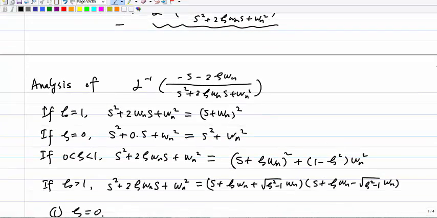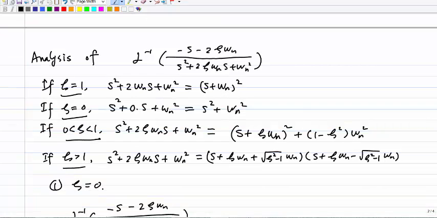In order to do that, we analyze the inverse according to different theta values. This is no damping, this is critical damping, this is under damping, and this is over damping. We start with a very simple one, when theta is 0, to make it a little bit simpler to see what's happening.